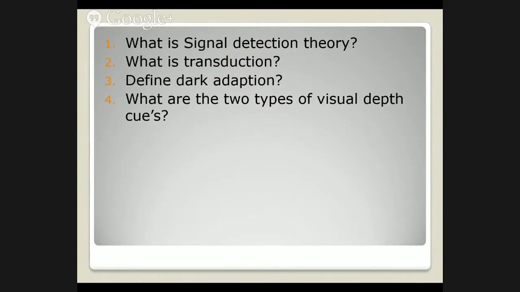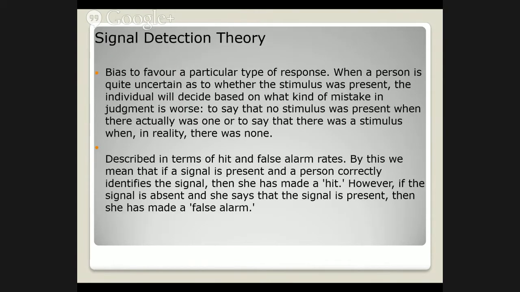What is signal detection theory? What is transduction? Define dark adaptation. What are the 2 types of visual depth cues? So write those questions down and then make sure that you go through them. I won't go through all the answers, I'll just do some of them.